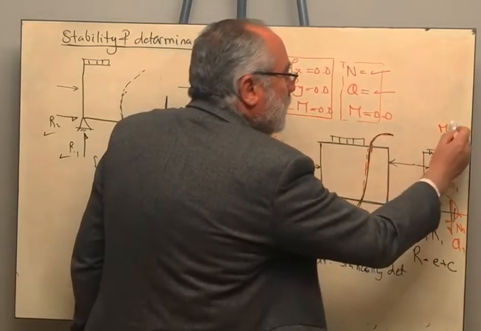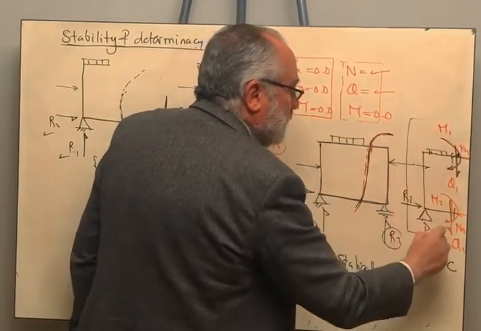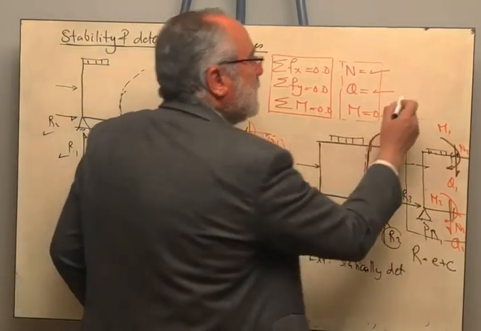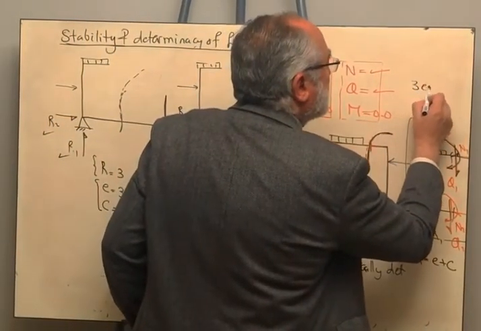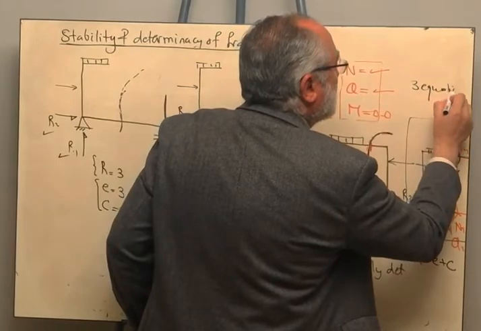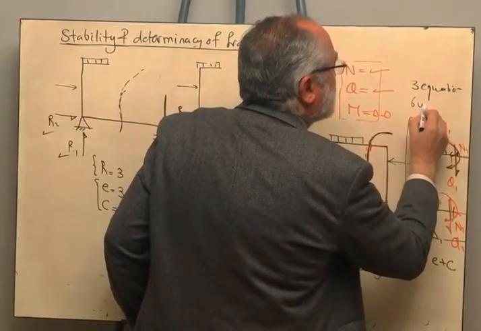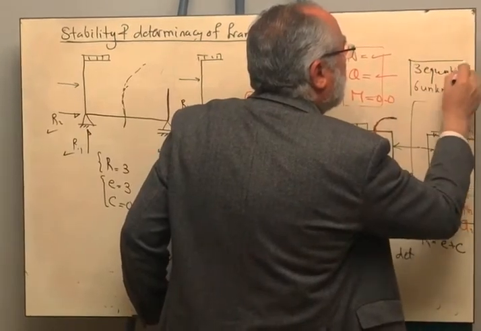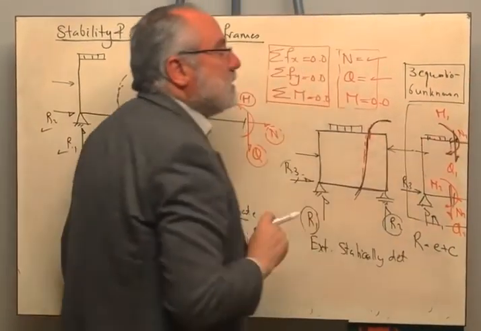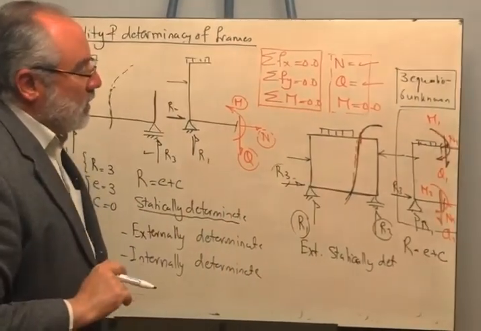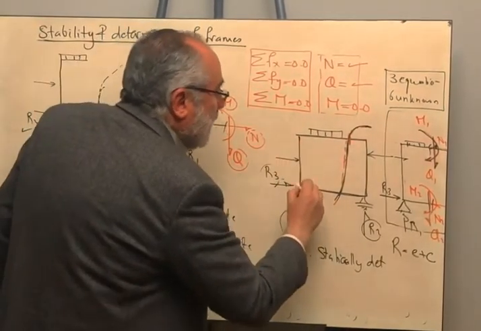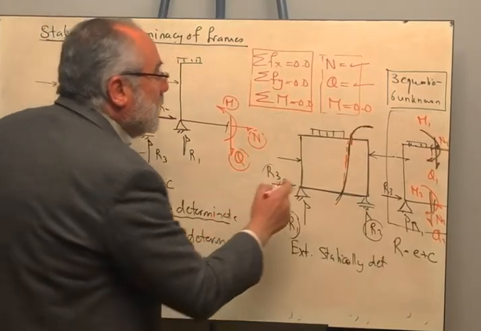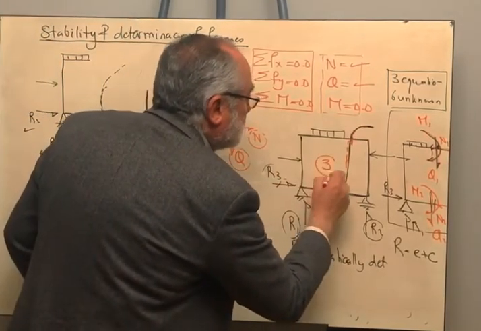Now, how many equilibrium equations do we have for this part? We are having only 3 equilibrium equations. So we are having 3 equations and we are having 6 unknown forces. Therefore we are having 3 extra unknown forces. So any closed frame like this will be 3 times internally indeterminate.